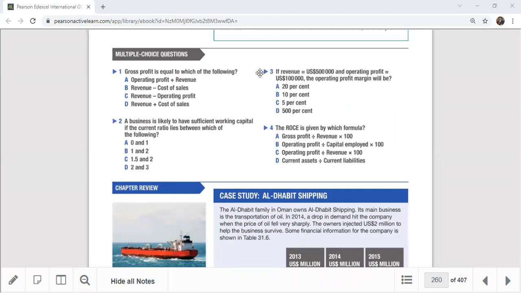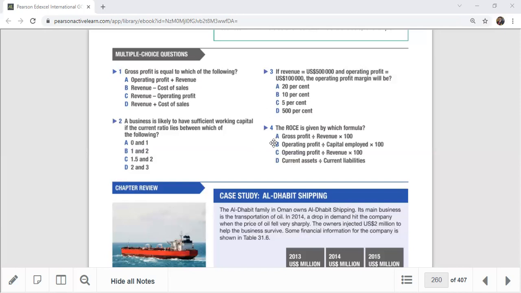Okay. Third question. If revenue is 500,000 and the operating profit is 100,000, what is the operating profit margin? Operating profit margin equals operating profit divided by revenue into 100. So it's 100,000 over 500,000 into 100. So it's 1 over 5 into 100. You can see it's 20. I got 4 correct answers as A. Very good. All of you got the correct answer. Kia, Liara, Mohammed, everyone. Very good.